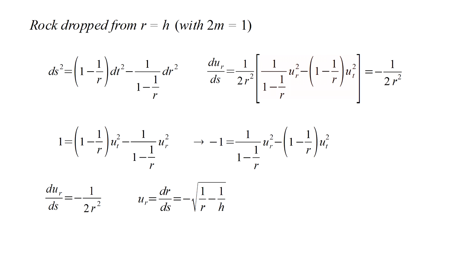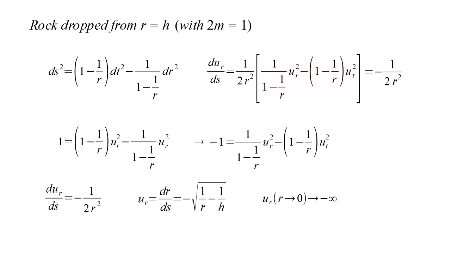We can solve it to get the velocity ur at any value of r from h right through the horizon all the way down to r equals 0. The Schwarzschild singularity at r equals 1 is actually not a singularity for the rock. In its own reference frame, nothing particularly notable happens there.